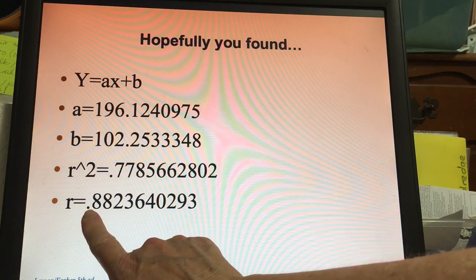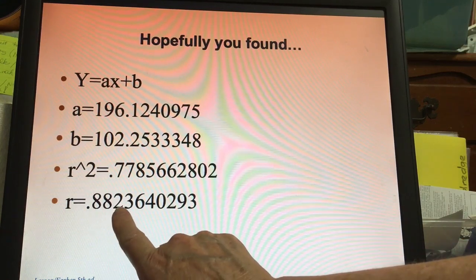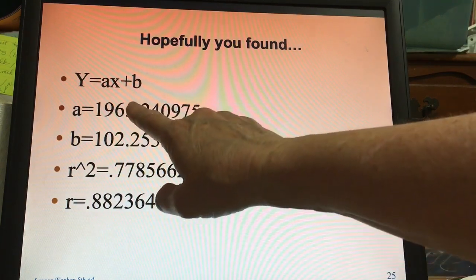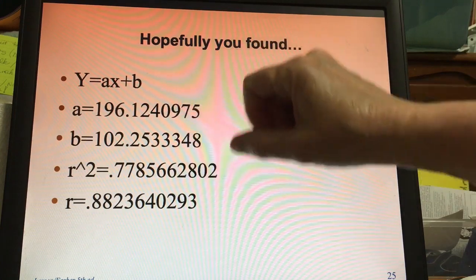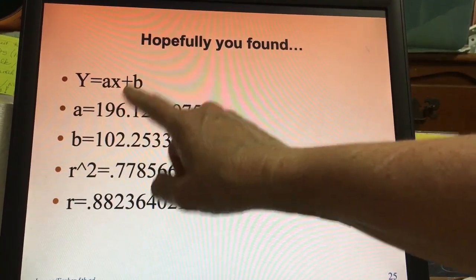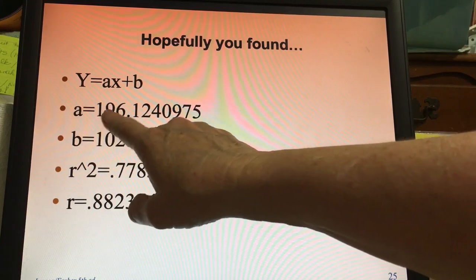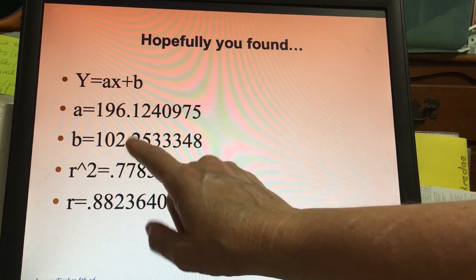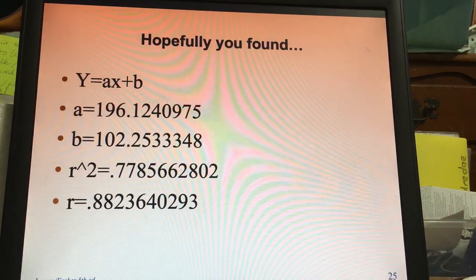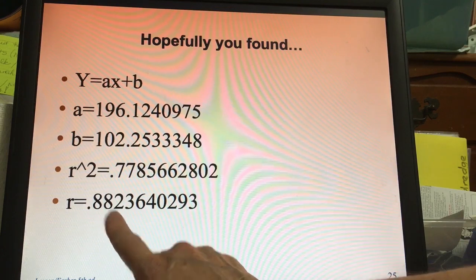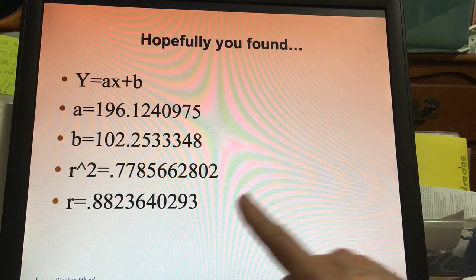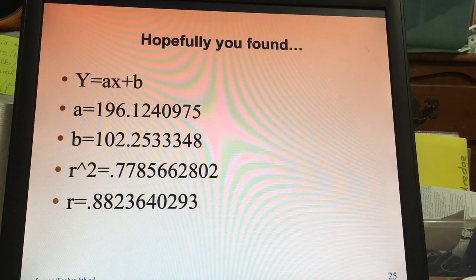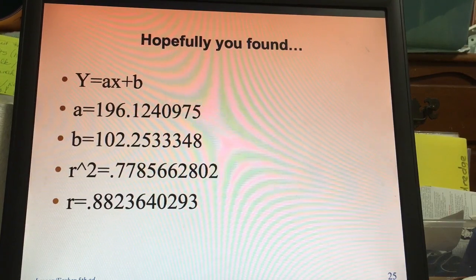And notice what we get for our correlation, 0.882. Okay, so now this R squared, we're not going to worry about that one right now. But this is the form of your regression line. Y is AX plus B, where A, which is your slope, is 196.12, and your B, which is your y-intercept, is 102.2. So we can make a line, and you need to know this. This is your correlation coefficient. Now, isn't it cool that you didn't have to calculate that? It came up on your calculator, but it does equal what we came up with before.